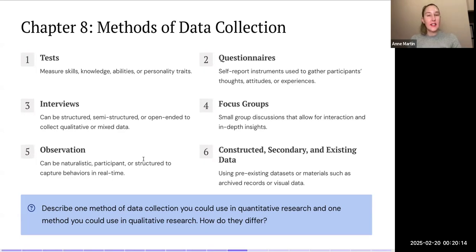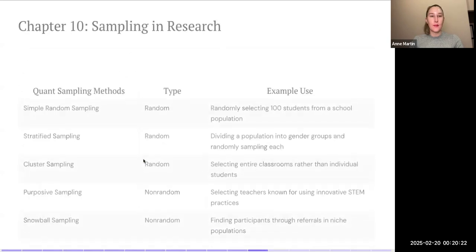So think about what is a method that you could use in quantitative research and a method that you could use in qualitative research, and how do they differ?